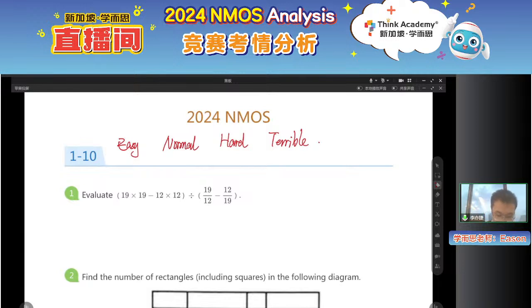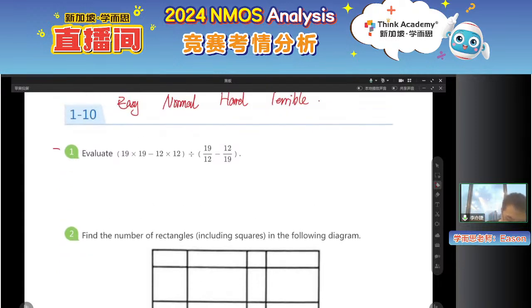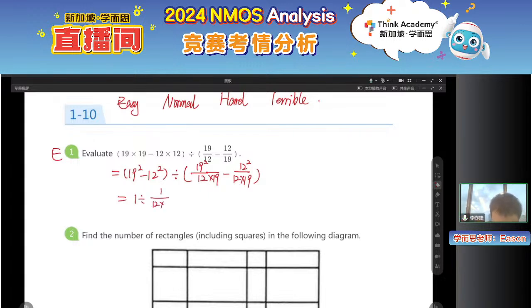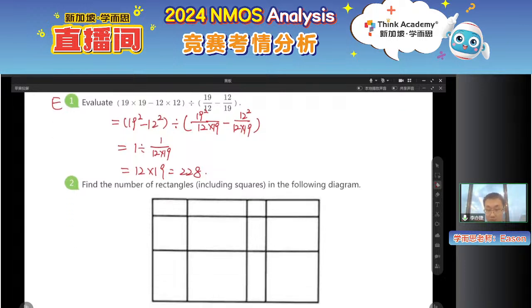Okay. Question one, I mark it an easy question. Just use the square difference, but actually you don't even need it in front, because you just unify the denominator to the side. So it's 12 times 19 over 19 squared minus 12 times 19 over 12 squared. This 19 squared minus 12 squared can be cancelled. So you just need to calculate 12 times 19, which is 228. This is the answer, right? So maybe an easy question.